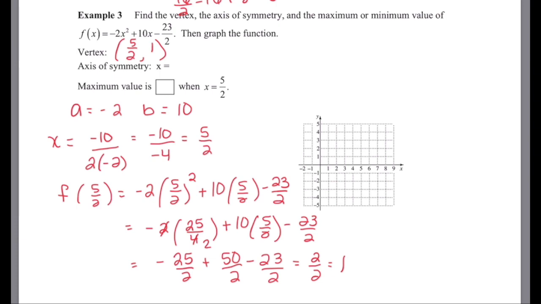Our vertex then is 2.5, 1. Notice we have a negative value, so we'll have a frowny face. Since it's a frowny face, this is our maximum value, so our maximum value is 1 when x is 5 halves. We have our axis of symmetry here, and our axis of symmetry is still x equals 5 halves.